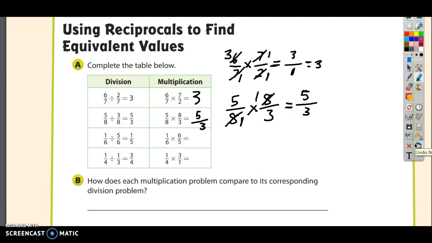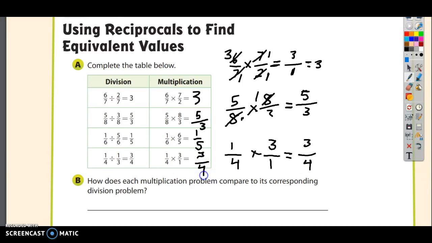1/6 times 6/5. And my 6's simplify. 6 goes in itself once, 6 goes in itself once. And I've got 1 times 1 is 1, and 1 times 5 is 5. So I've got 1/5. And my last one is 1/4 times 3 over 1. And nothing simplifies, so I just multiply my numerators and denominators. I get 1 times 3 is 3, and 4 times 1 is 4. It's 3/4.